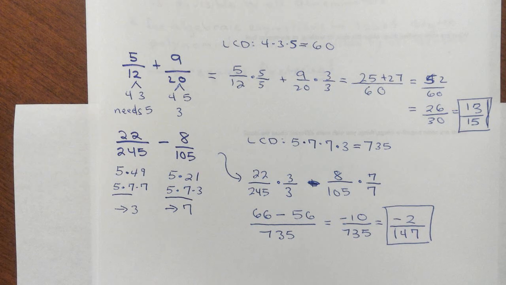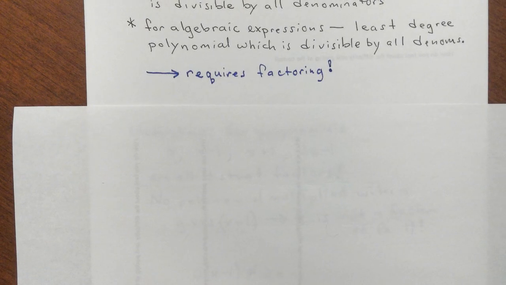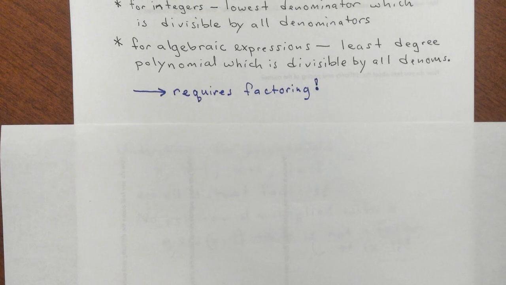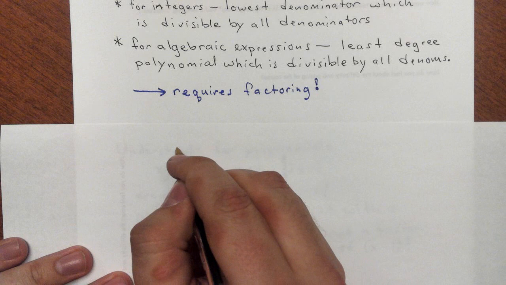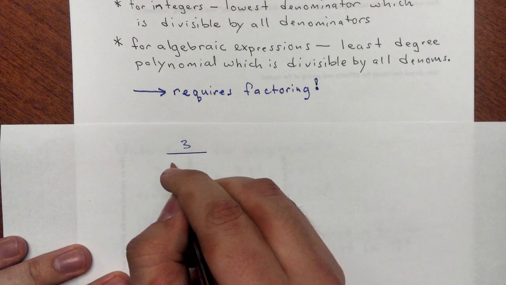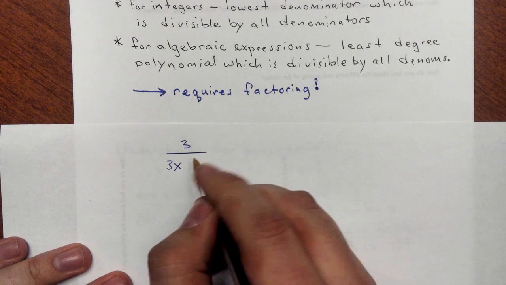So again, we need to understand how to work with fractions to do what we're about to do. As I said, we're looking at least common denominators for rational expressions. For algebraic expressions, I need a denominator which will be a polynomial, which means this is going to require factoring. Now, before we dive into this, we're going to be considering problems such as, how do I find a least common denominator for something like this?